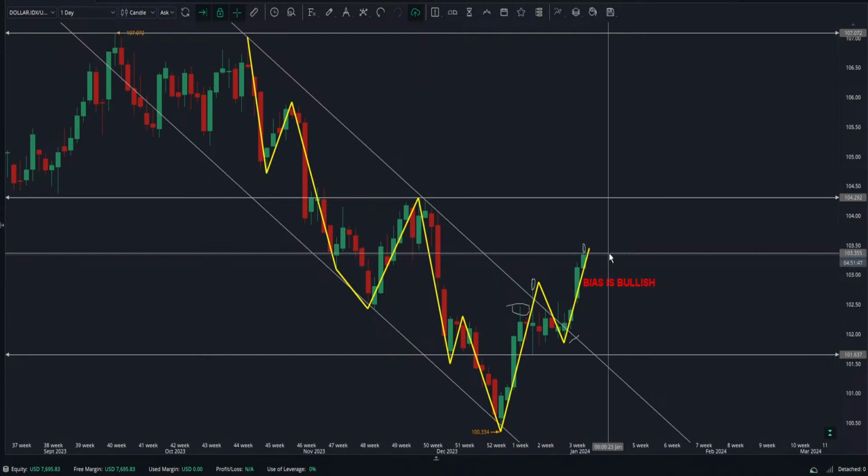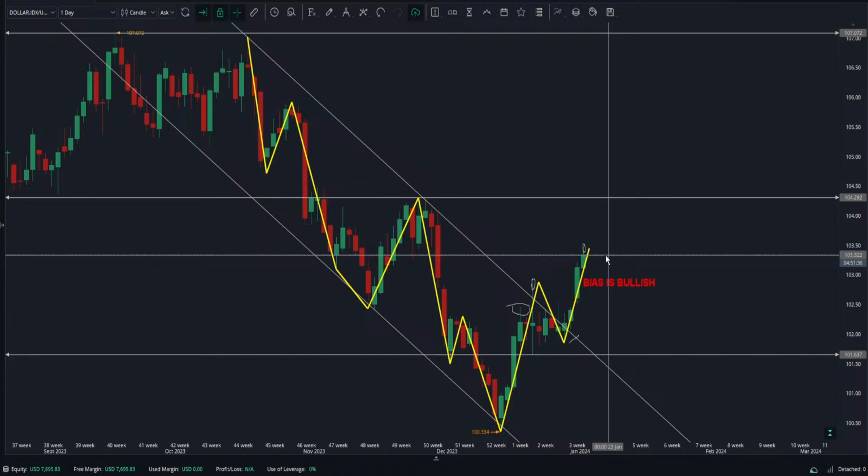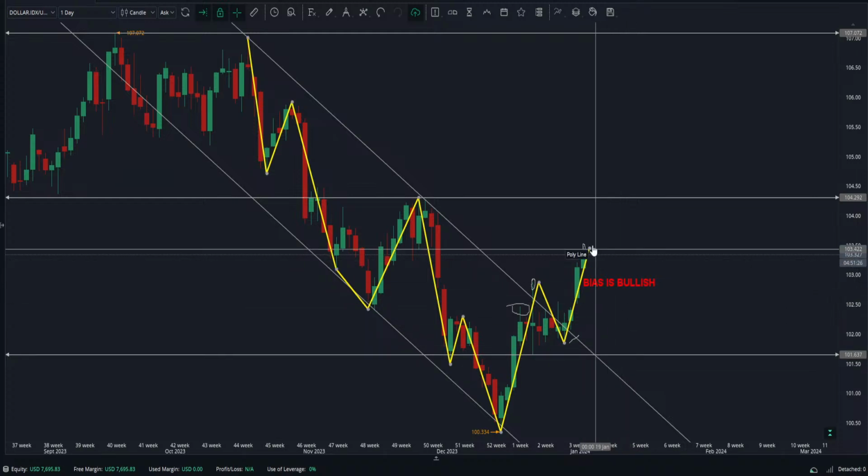Okay, anyways, from here if you see this 103.33 and 104, approximately 30, so this is like 100 points to the upside. But if you see the potential downside, 103.30 to 101.63, this is like 170 points to the downside. So we don't have a good risk to reward ratio here. That's why we are not buying it.